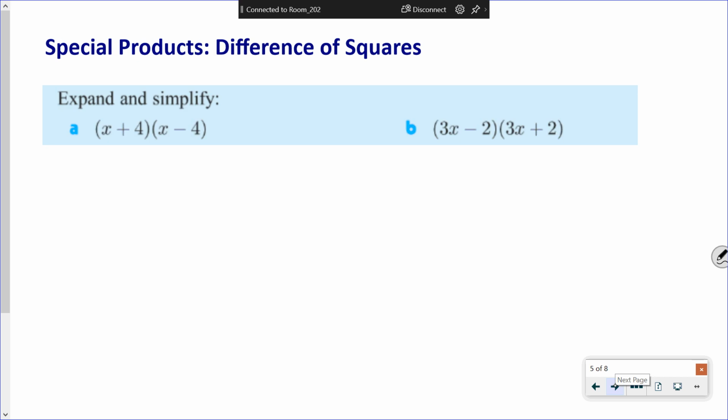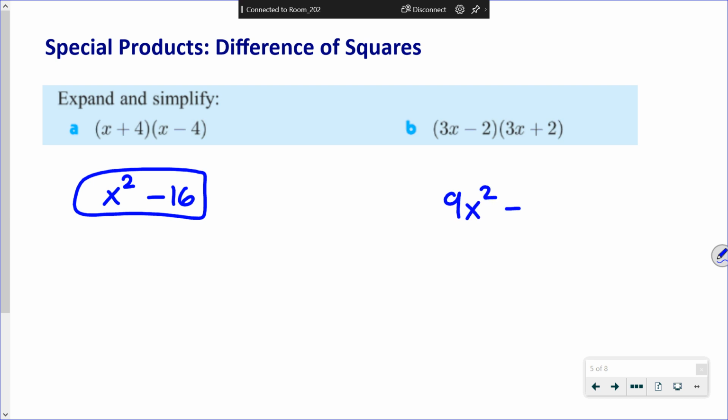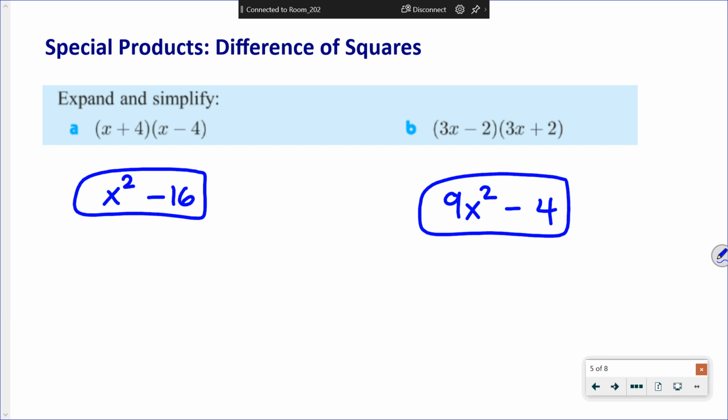Here are 2 more examples of difference of squares. If you want to pause it and try these out, I'll show what the answers are quickly. This is going to end up being x squared minus 16 when everything is simplified. And this one's going to end up being 9x squared minus 4 when everything is done and simplified.